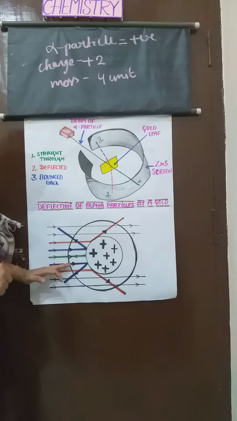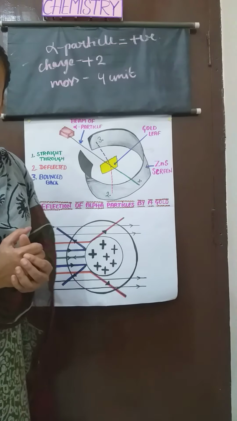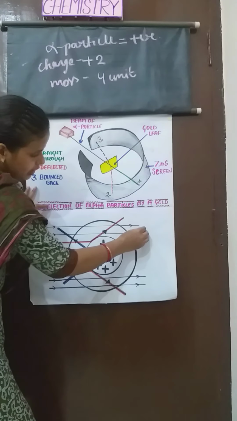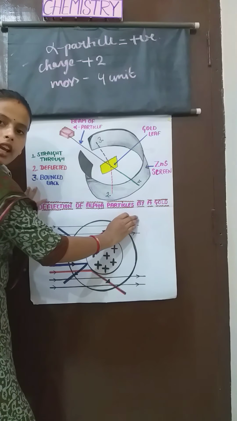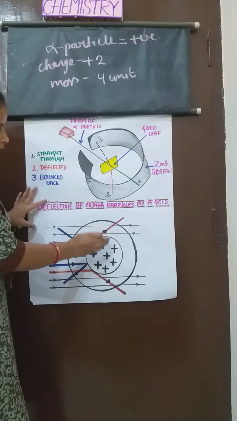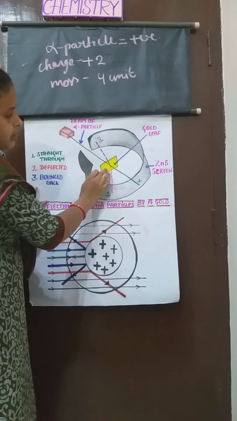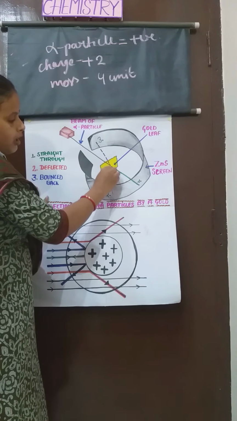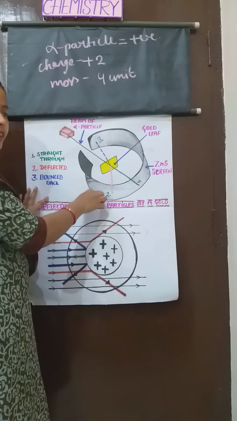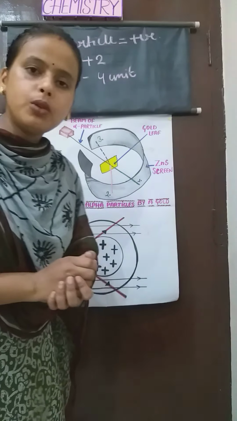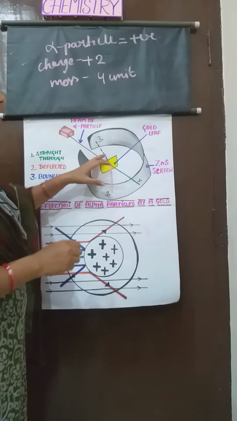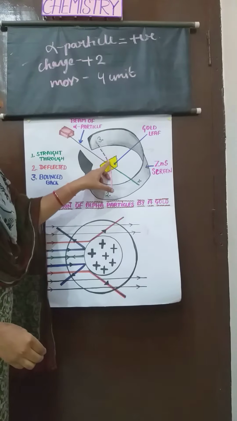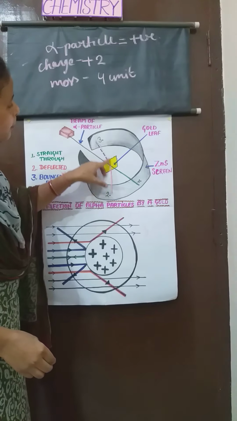Here you can see some alpha particles which passed straight through the foil, and some particles which were deflected by some angle. Here you can see these deflected alpha particles, and the third, very few alpha particles were completely bounced back. Here you can see this alpha particle was completely bounced back.